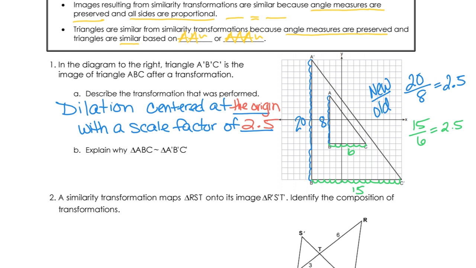All right, if we want to do this in notation, we also could. So it would be a capital D, O for the origin, 2.5 for my scale factor. And that includes all the information we need in order to get full credit on describing our transformation.